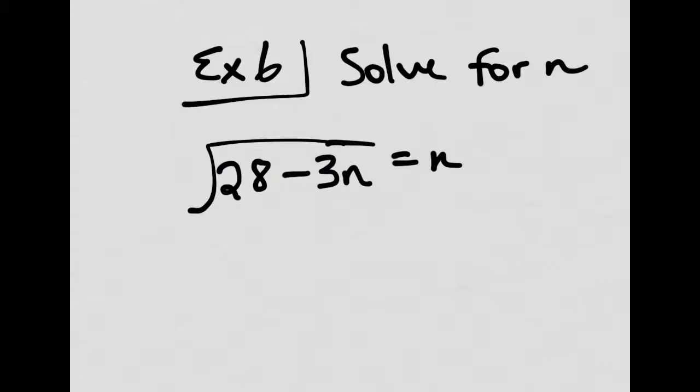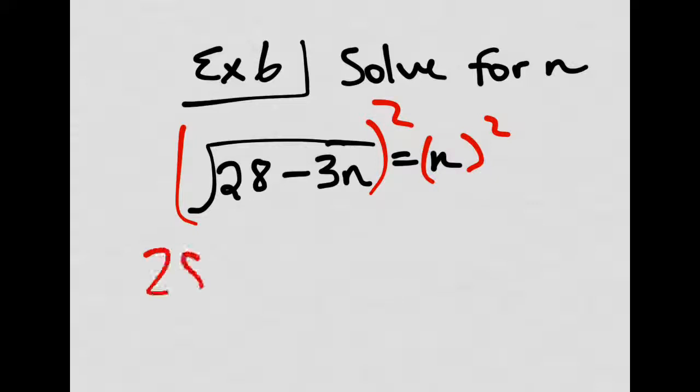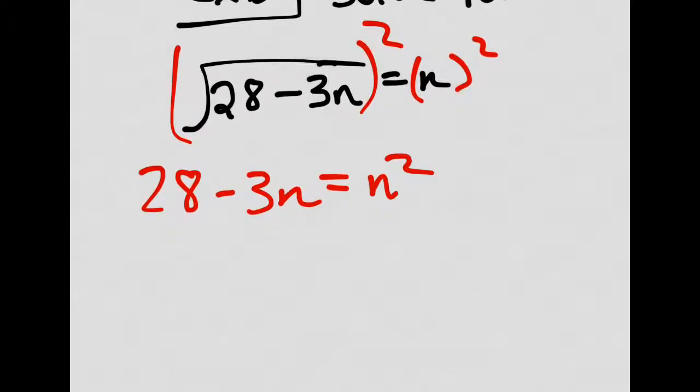Have to square both sides. So that gives me 28 minus 3n is equal to n squared, because when you square the square root, it just goes away. Then I need to move everything over to one side.